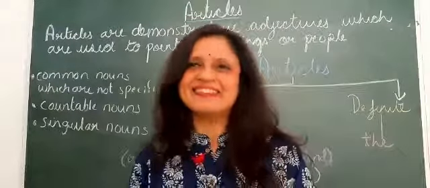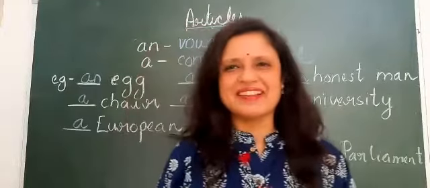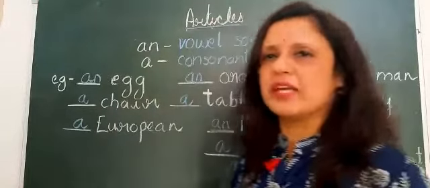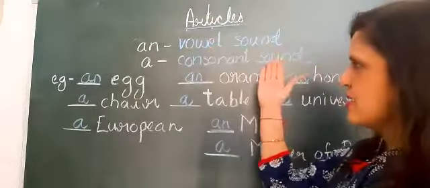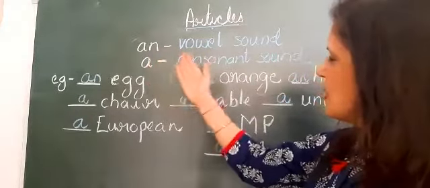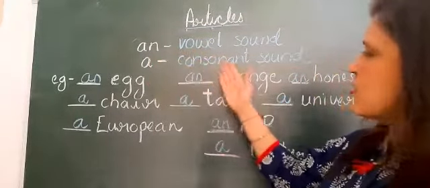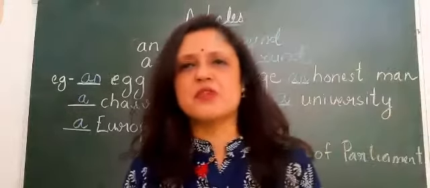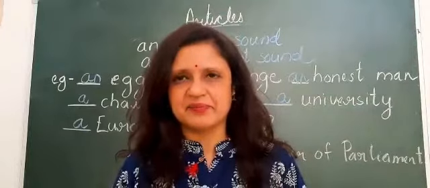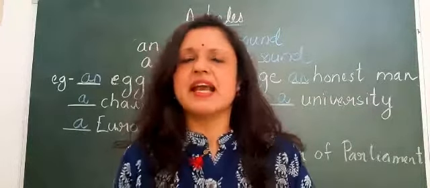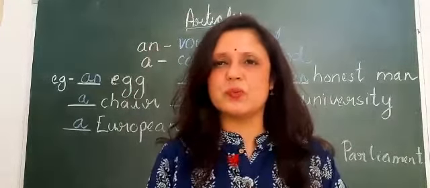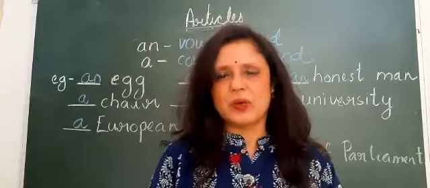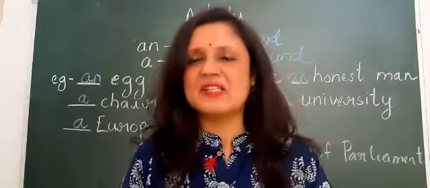Now clear? So it is very clear now that an is used with words which begin with a vowel sound and a is used with words which begin with a consonant sound. Now I'm going to give you a few examples which will make our concept very clear. Again, I'm repeating, an is used with words which begin with a vowel sound and a is used with words which begin with a consonant sound.